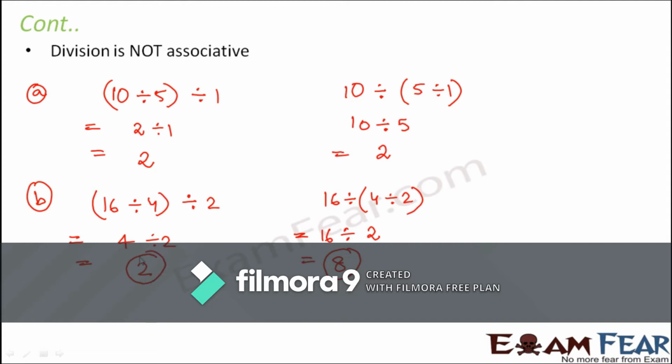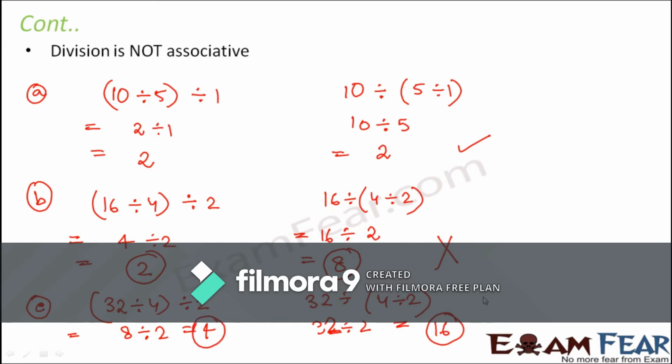Because if division is associative, it has to hold true for all the examples that we consider. Now in one example we got it right, in another example we didn't. So should we give a try to the third example? Okay, let's give a try. Let's say 32 divided by 4 divided by 2. So this is 8 divided by 2, which is equal to 4. Now 32 divided by 4 divided by 2, this is 32 divided by 2, so this is equal to 16. So in this case also we arrive at different results. So that means division is not associative.